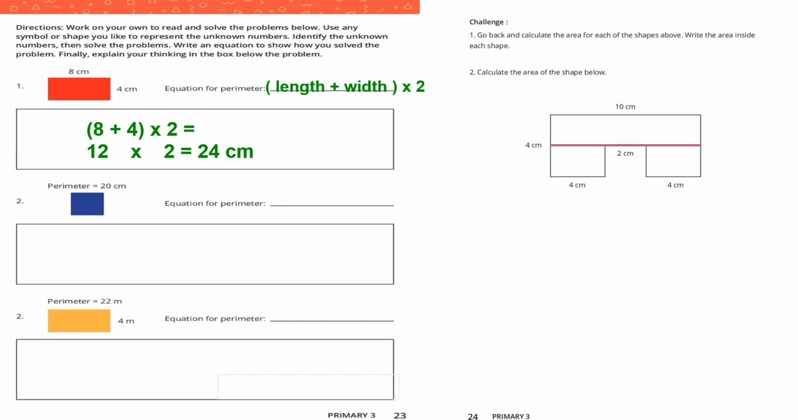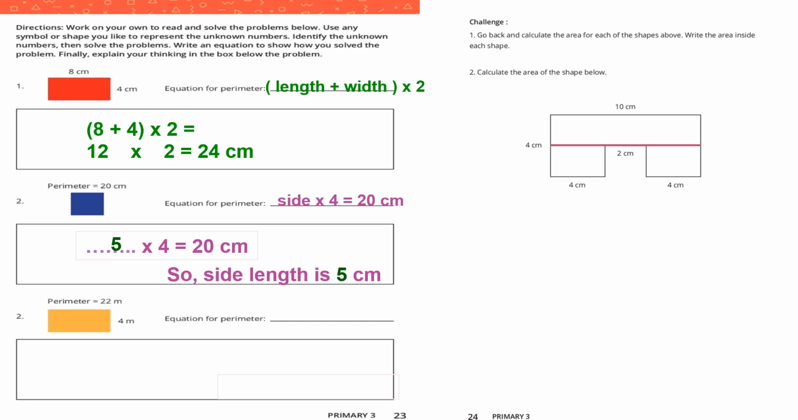Number 2, we have the perimeter of this square. This is a square and its perimeter is 20 centimeters. The perimeter of a square equals what? Side times 4. So side times 4 equals 20 centimeters. So what times 4 equals 20? From table 4, 5. So the side length here equals 5 centimeters.